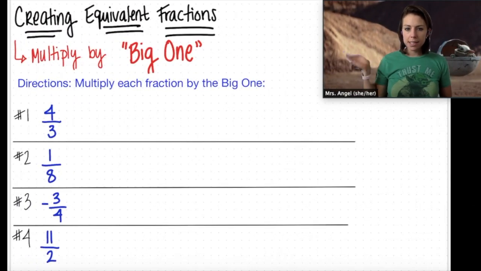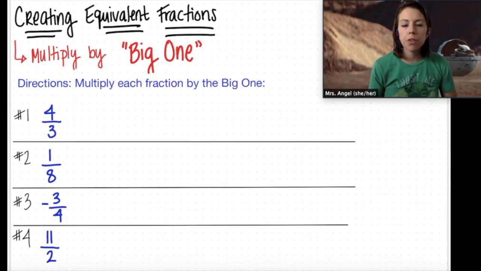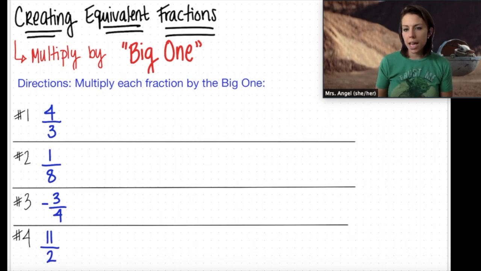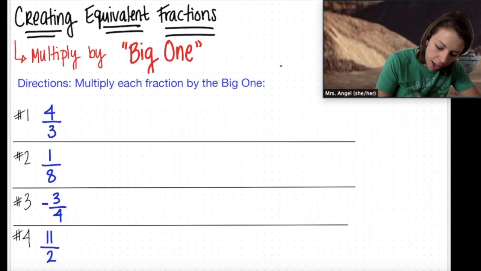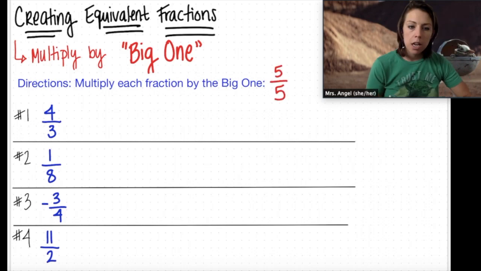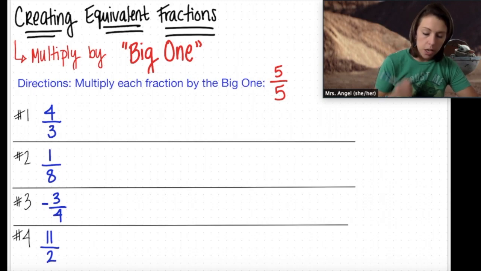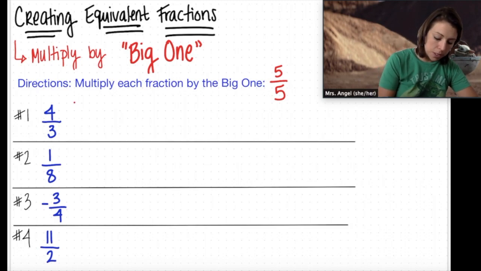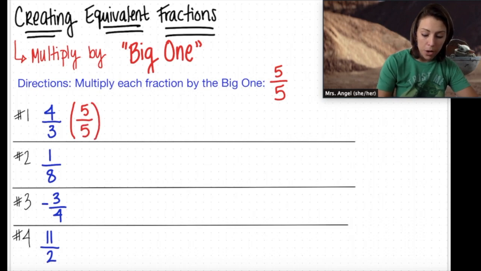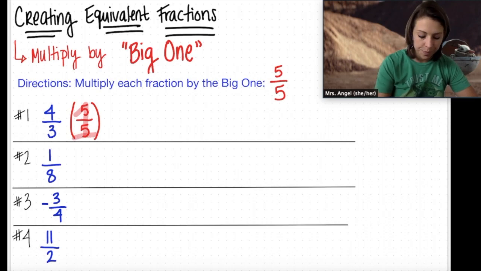So let's practice. The directions say multiply each fraction by a big one, so we're going to create equivalent fractions. What big one do I want to use? I'm going to use 5/5. Number 1, we have 4/3. To create an equivalent fraction, a fraction that represents the same amount of area as 4/3, we're going to multiply it by 5/5, which is really just multiplying it by a big one.